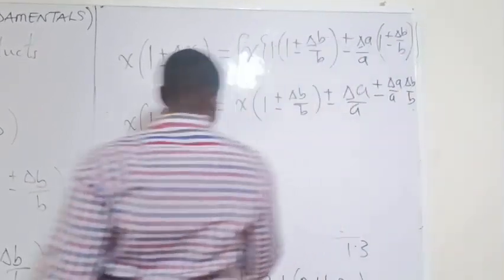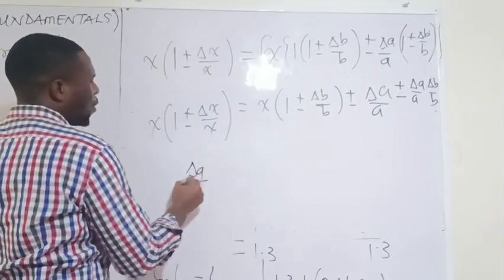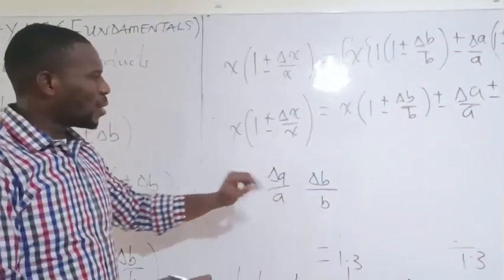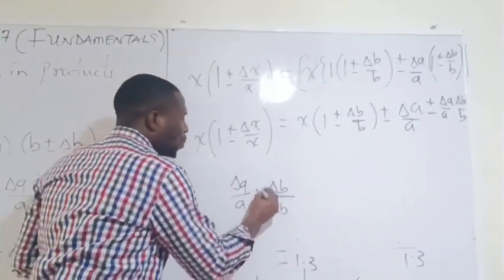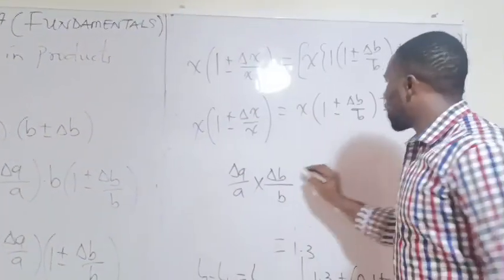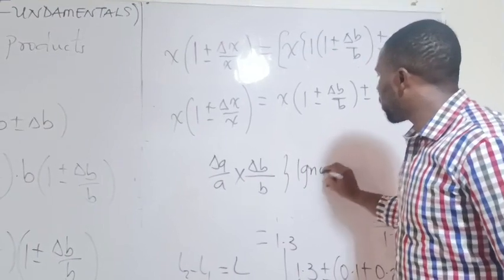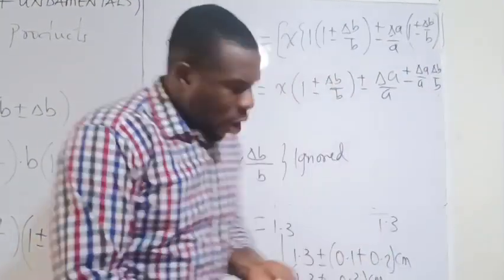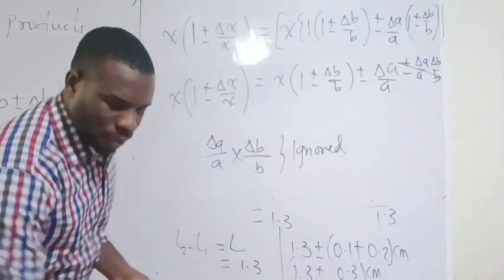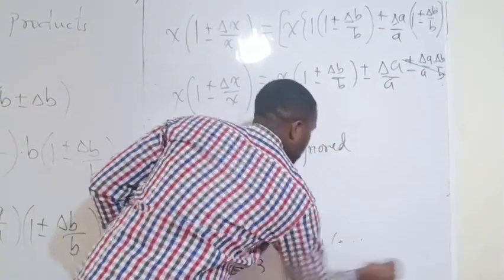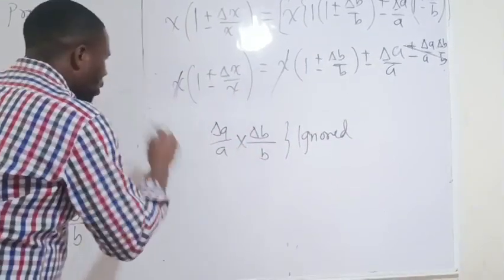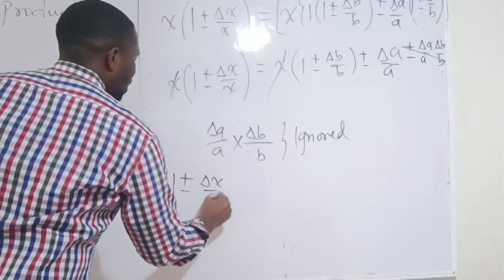Now look at this, delta a over a and delta b over b. These terms are so small that we can even ignore them, let alone when we multiply the fractional errors in both quantities. So the product of these two terms, we can really ignore. This can be ignored because it's very small. So if this could be ignored, I could just delete this part, and I could delete the x here. So I have 1 plus or minus the fractional error in quantity x.